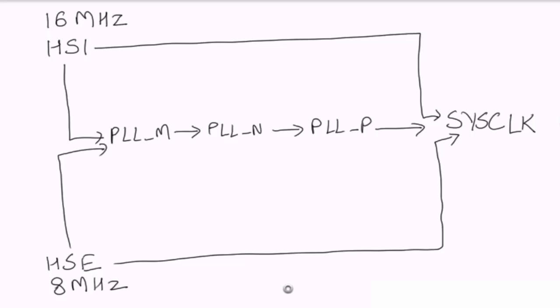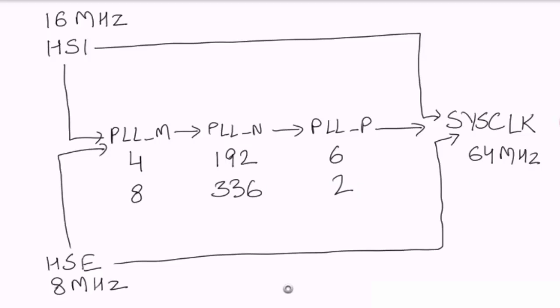Let's say we give HSE 8 megahertz to PLL, then set PLL-M 4, PLL-N 192, PLL-P 6. Then we will get 64 megahertz at the system clock. Or if we set PLL-M 8, PLL-N 336, PLL-P 2, then we will get 168 megahertz.